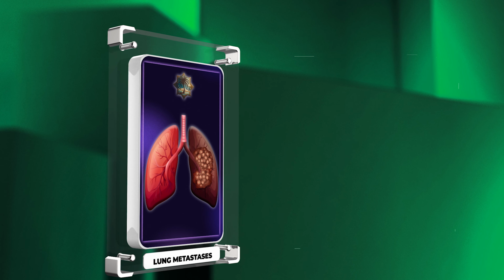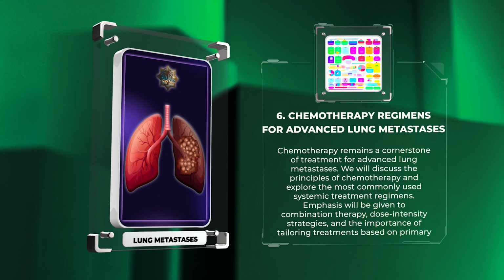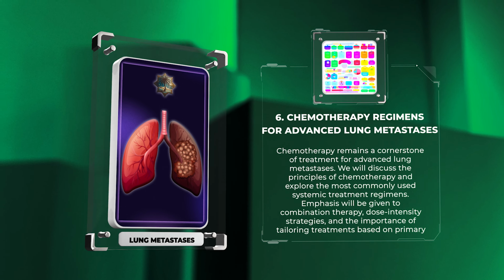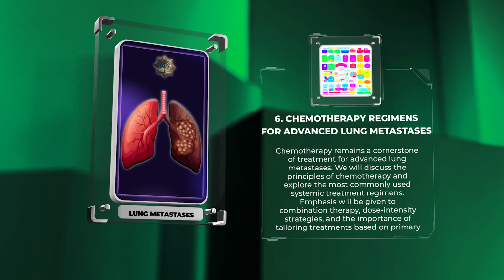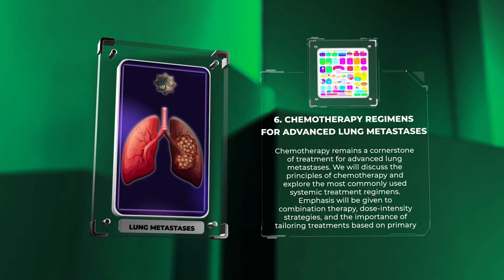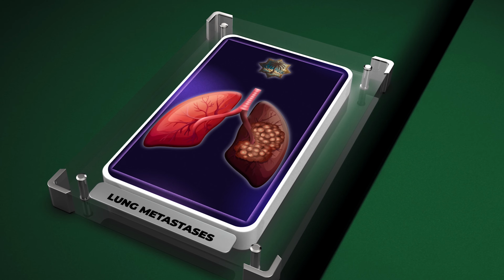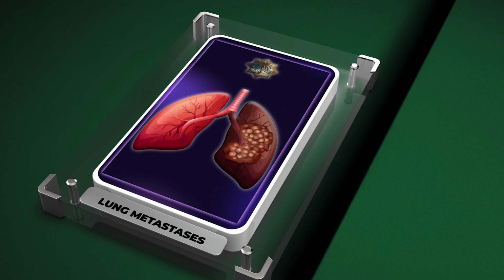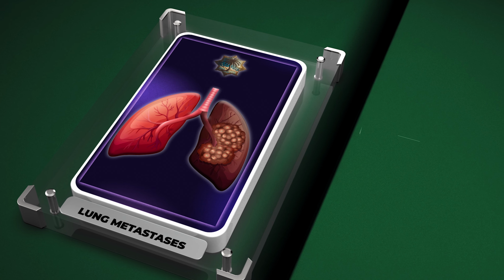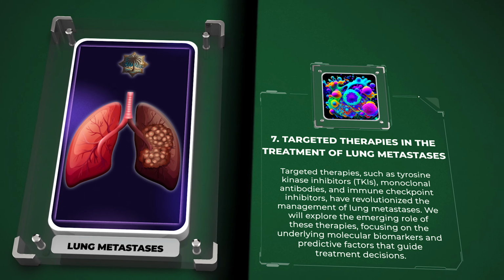Chemotherapy remains a cornerstone of treatment for advanced lung metastases. We will discuss the principles of chemotherapy and explore the most commonly used systemic treatment regimens. Emphasis will be given to combination therapy, dose intensity strategies, and the importance of tailoring treatments based on primary tumor histology.